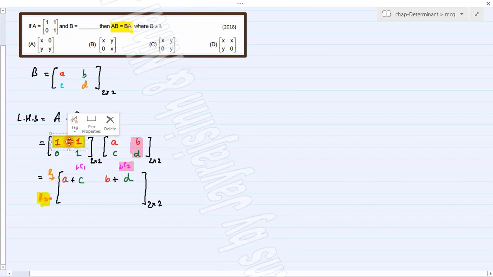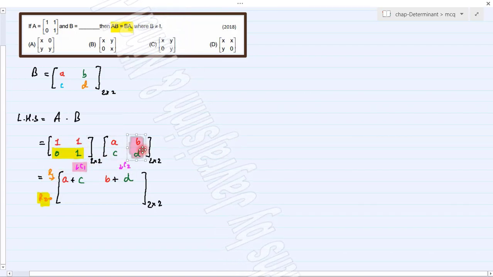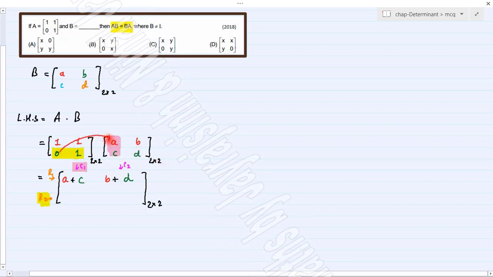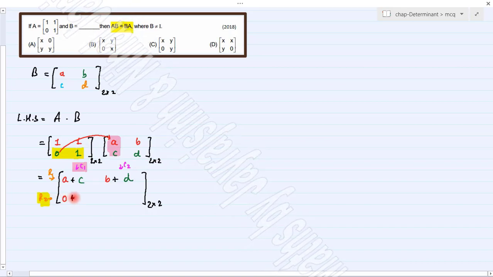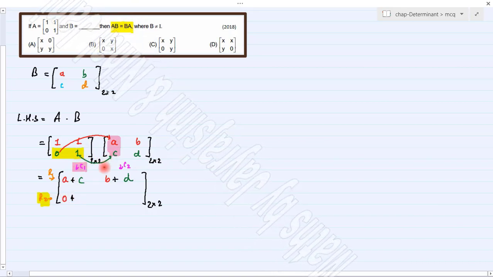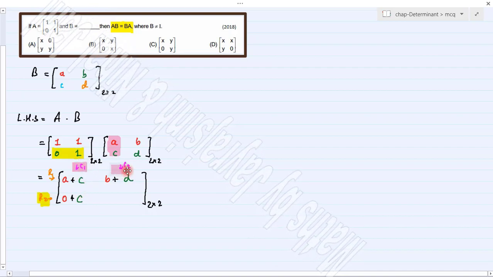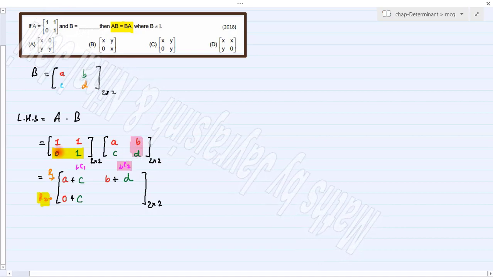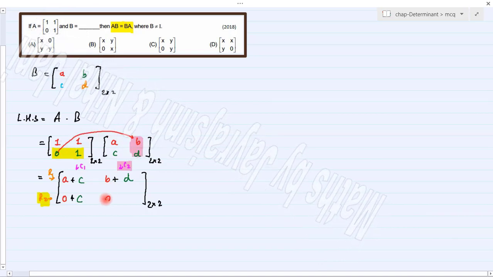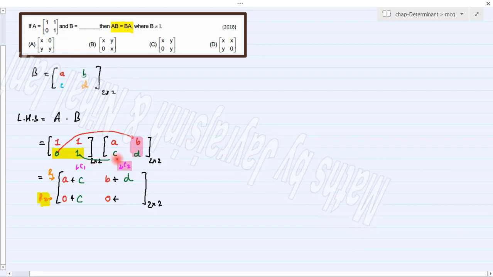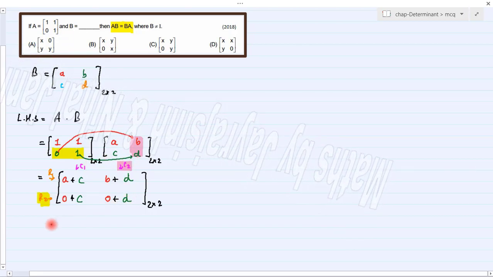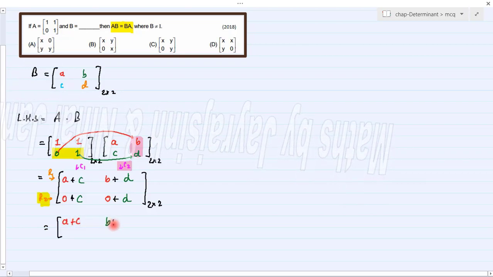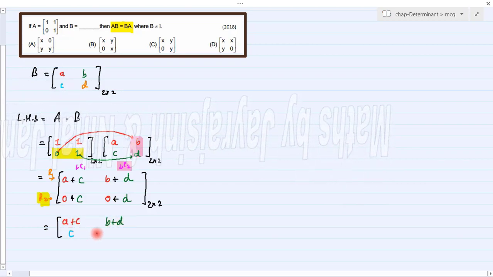Now for the element of the second row, the first element is in first column. So multiply 0 with a will give us 0, plus 1 with c will give us c. And your last element is in second column. So multiply 0 with b will give us 0, plus 1 with d will give us d. So your left hand side will be a plus c, b plus d, c and d.